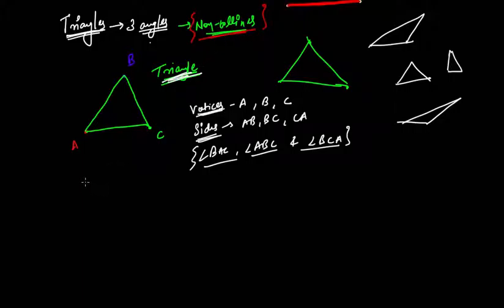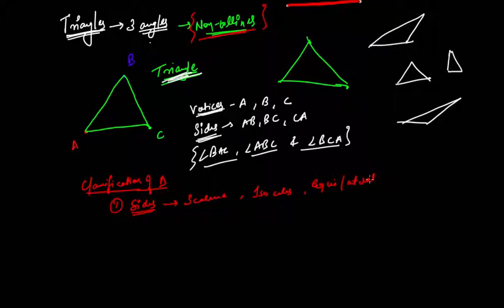So now let us see classification of triangles. How a triangle is classified. So we classify triangles based on 2 different categories. First one is on the basis of sides, right? On the basis of sides, there are 3 types of triangle: scalene triangle, isosceles triangle and equilateral triangle.